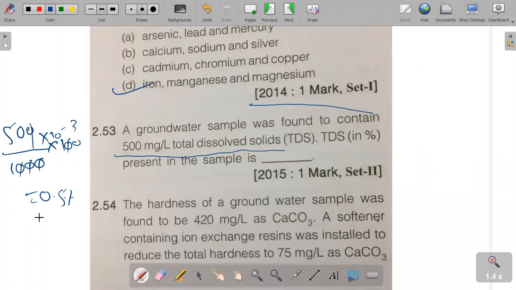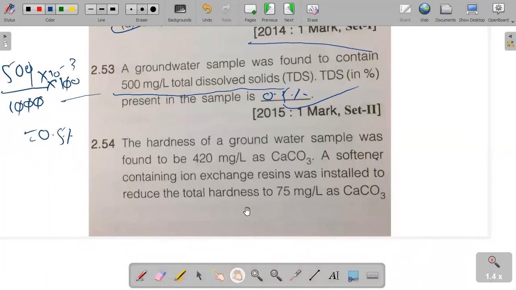Isn't it? It is 0.5%. Yeah, 0.5%. It's per percent. Okay. You need to change it from milligram to gram and liter to... You need to remove the liters and multiply with percent. So you'll get about 0.5% of total dissolved solids. Okay.